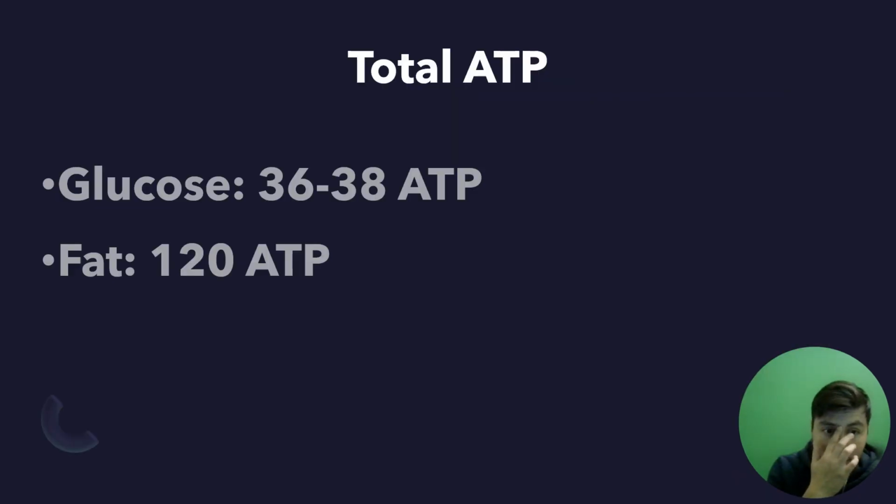Taking a look at the next slide, now knowing how glucose and fat create ATP in their own ways, we can take a look at how much ATP is produced by each of them. With glucose, it is approximately 36 to 38 ATP that is produced, in comparison with fat, which can average around 120 ATP.